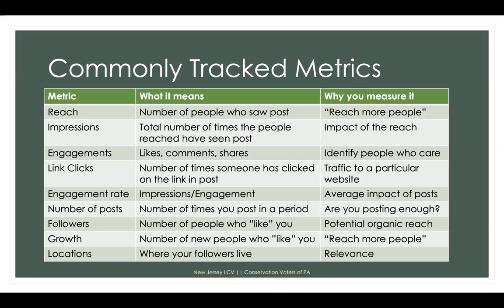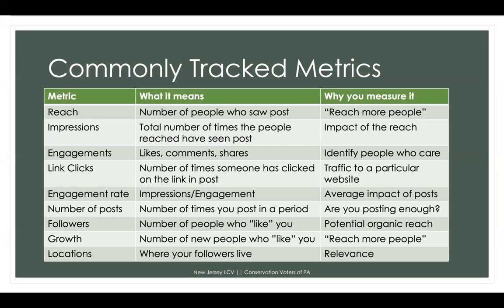The number of posts is pretty straightforward. It's the number of times that you post in a period. You might be curious about that if you are not sure if you're posting enough, or if you think you might be posting too much. Obviously, if in the month of March you have 10,000 impressions, and then in the month of April you have 8,000 impressions, is that difference because your posts just weren't as great, or was it that you posted half as many times? That's a key thing to pay attention to.